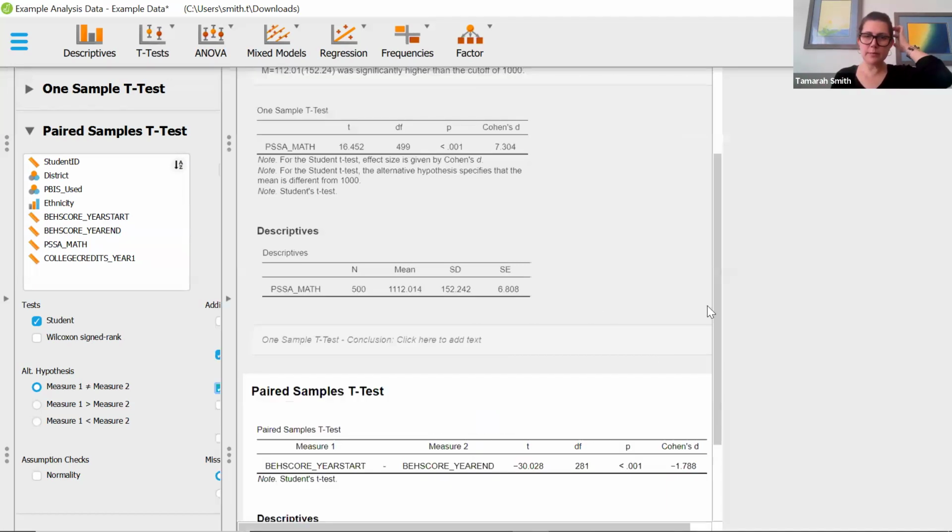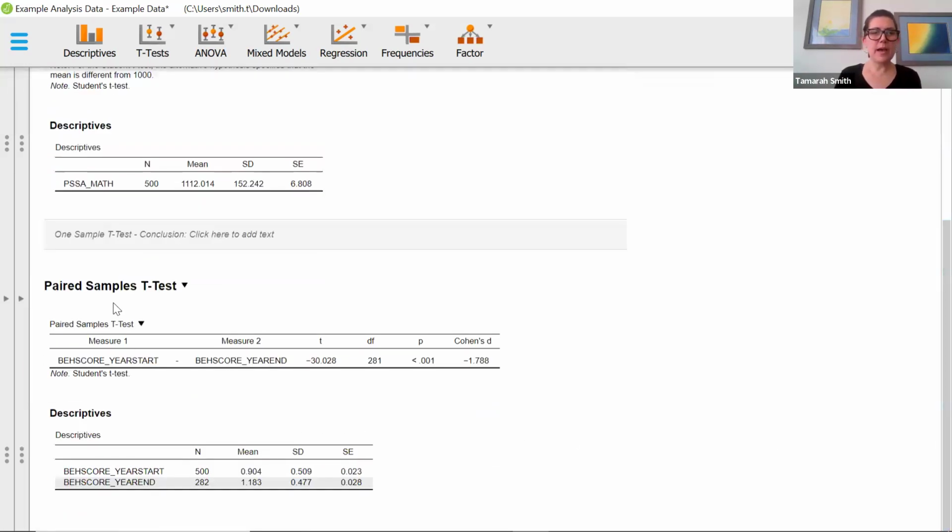And the output, let me scroll this a little differently for us. The output here looks similar to the output that we saw for our other t-test, but it's slightly different. In here, we have it showing us specifically that we're comparing the year start behavior score to the year end, but then it gives us a degrees of freedom, a p-value, and an effect size. And down here, instead of one average score, we have two. We have the average score at the beginning of the year and the average score at the end of the year. And as you can see, those average scores, it is higher at the end of the year than it was at the beginning of the year.